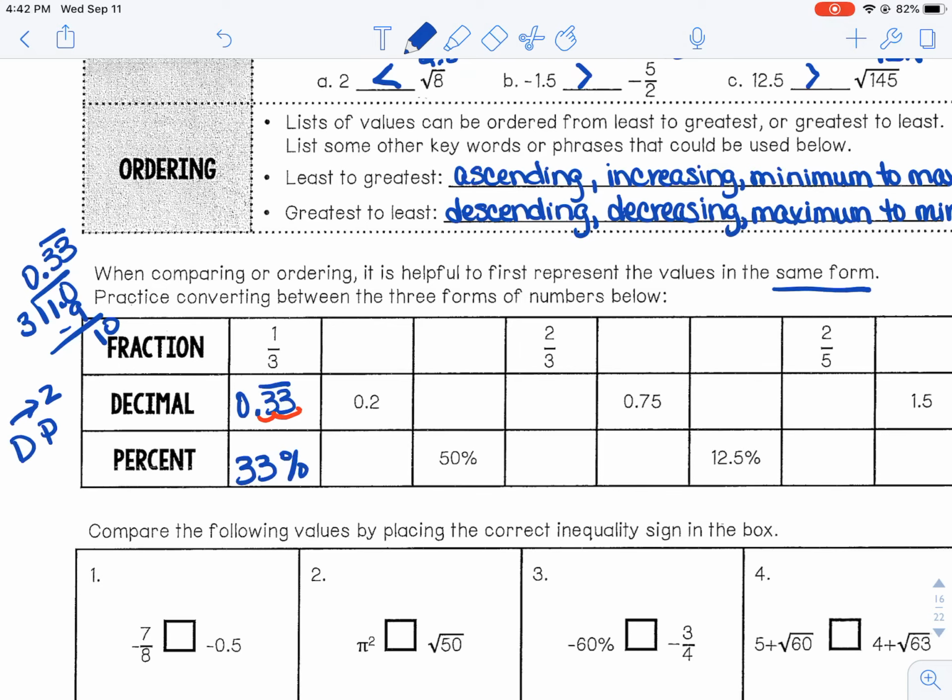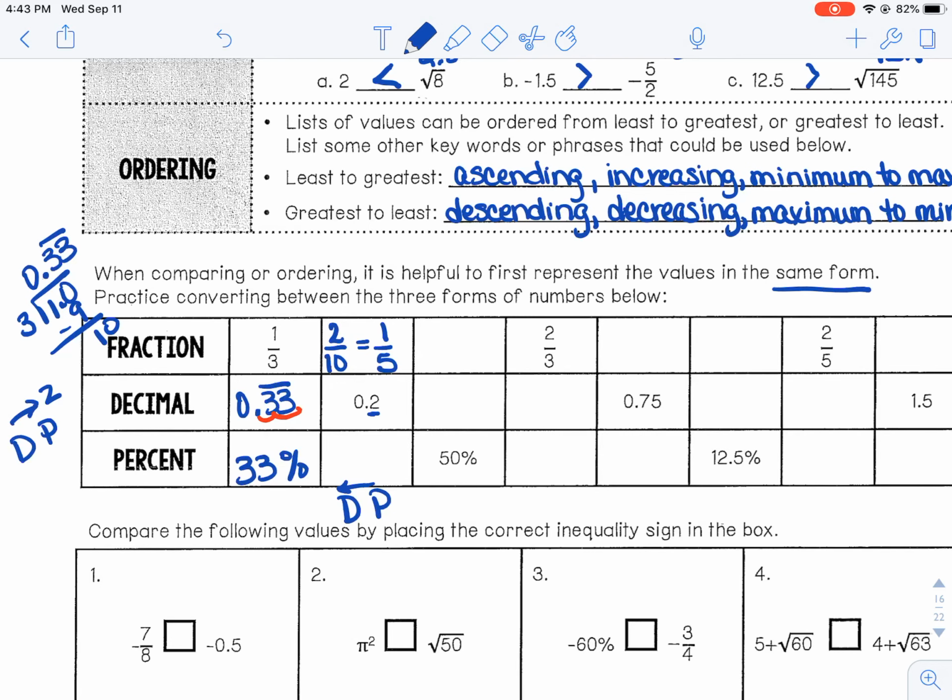With 0.2, in order to change that to a fraction, look at the place value that it's in. That is in the tenths place value, so that is 2/10. It doesn't ask us to simplify, but we can simplify. The largest number that goes into both 2 and 10 is 2. 2 goes into 2 1 time. 2 divides into 10 5 times. In percent form, to go from a percent to a decimal, I'm going to move my decimal 2 places to the left.